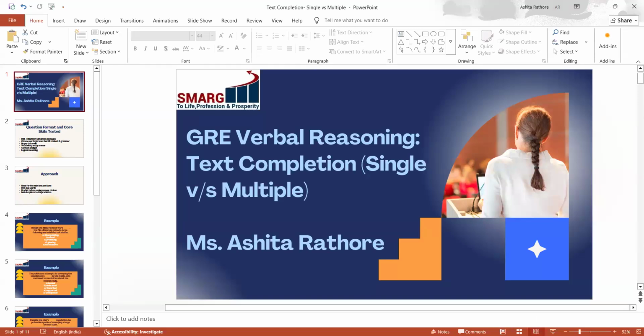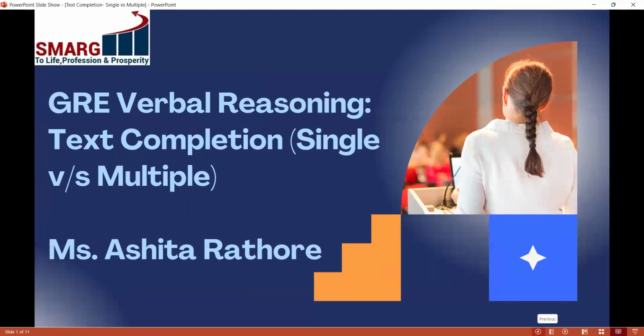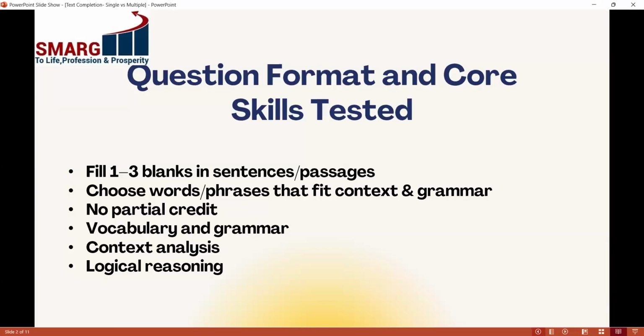Now, let's begin. So, text completion, single versus multiple blanks. Now, this specifically happens to be our question type in GRE. One we have already done in the previous session, that is sentence equivalence. So, we had to replace the words. Now comes in sentence completion. This is a classic fill in the blanks question, right? However, there are three types that happen.